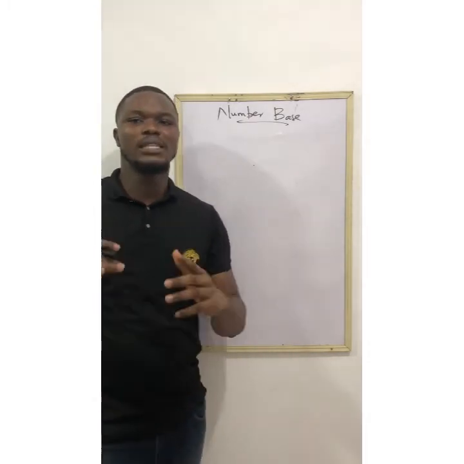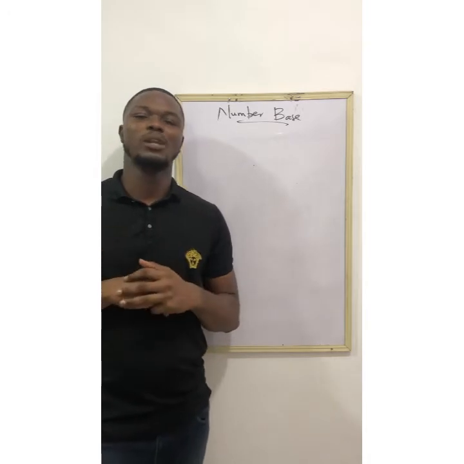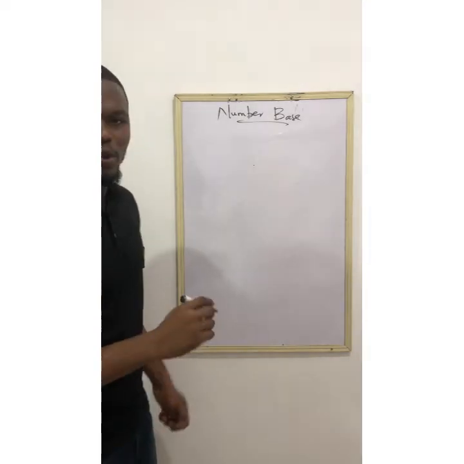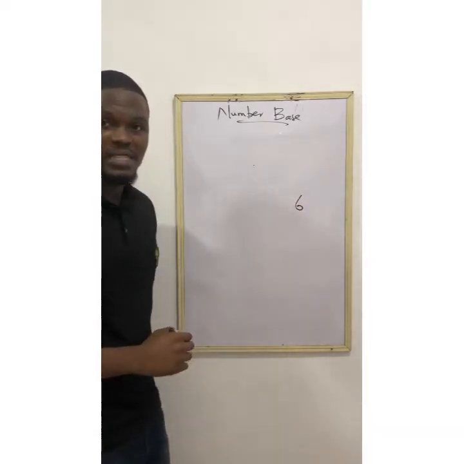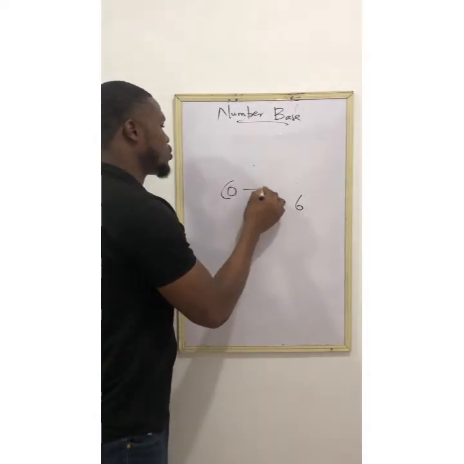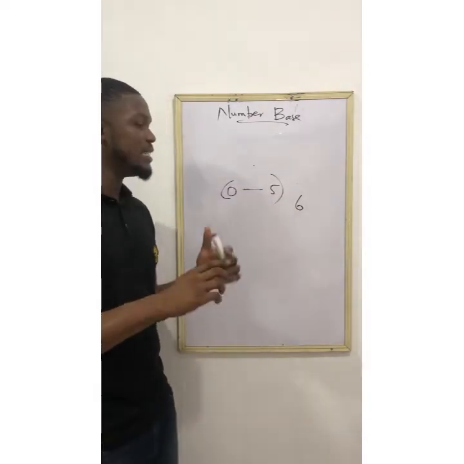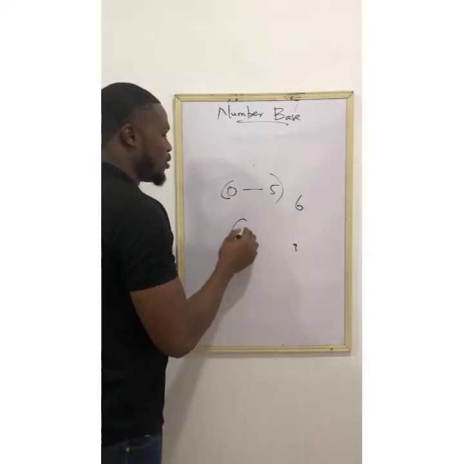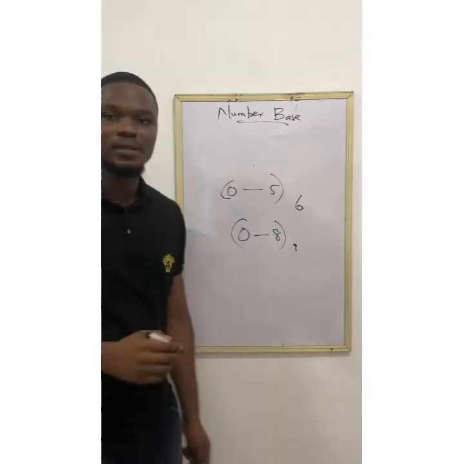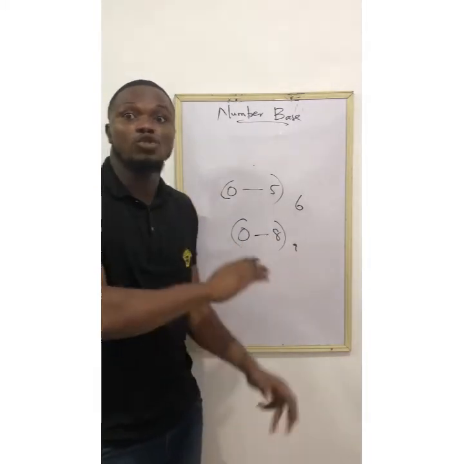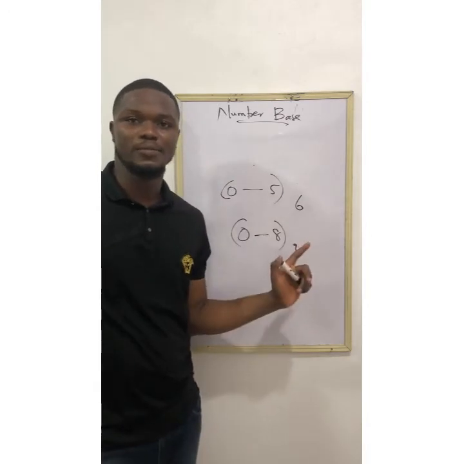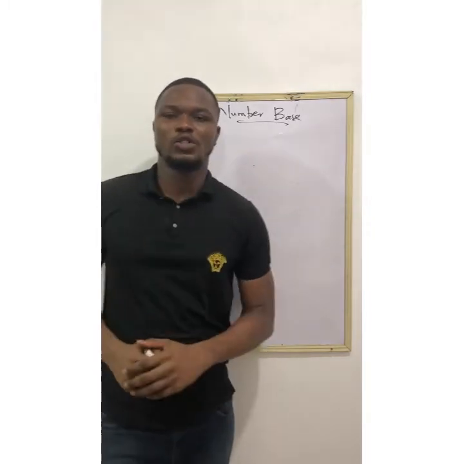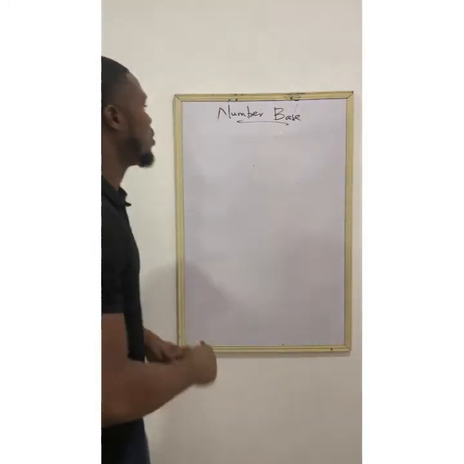When you want to write a number in a particular base, you must make sure that you don't use digits up to the base. For example, when you want to write a number in base 6, you must only use digits between 0 to 5. You must not use any digit that is bigger than the base. If you want to write a number in base 9, you can only use digits from 0 to 8. Alright, so let's look at some mathematical questions in number base.